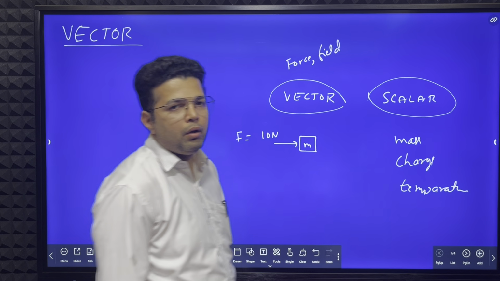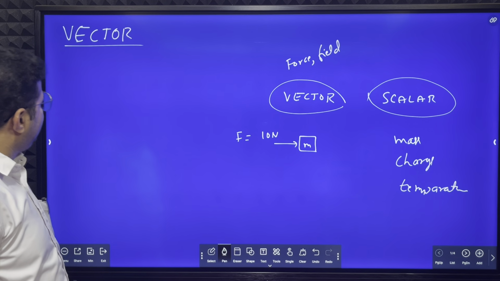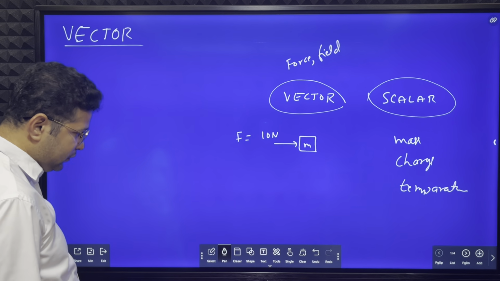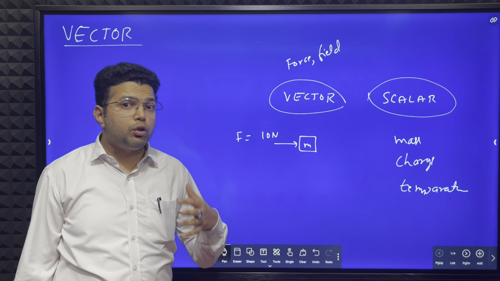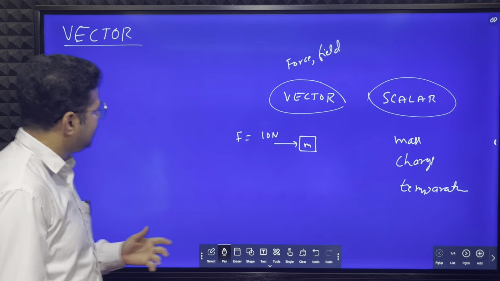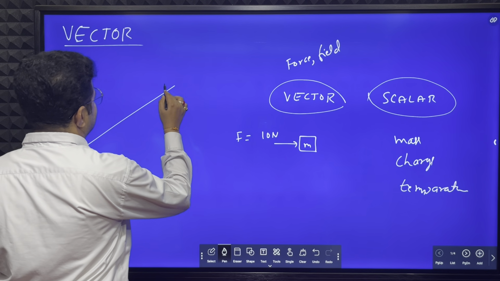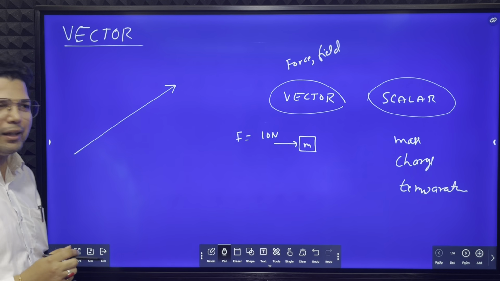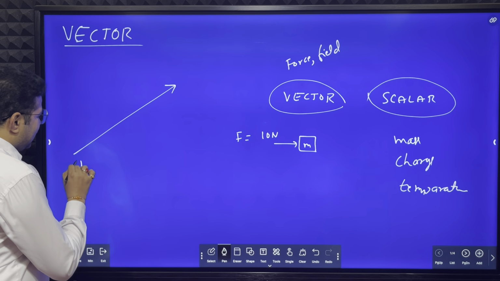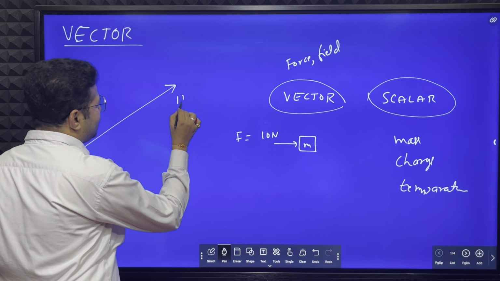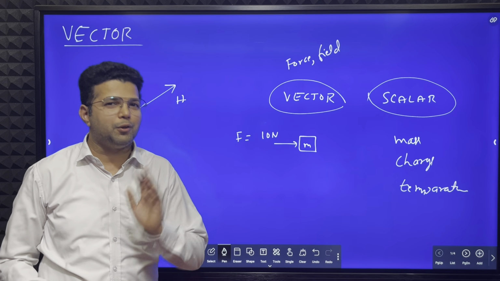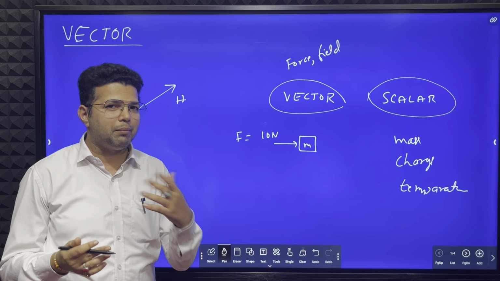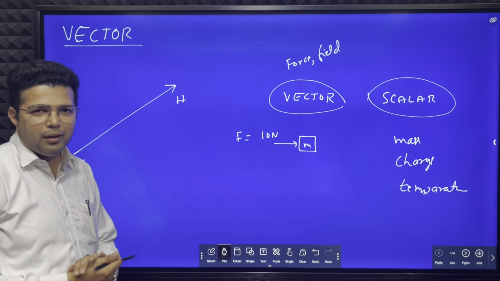Now we will learn how to add vectors and how to represent a vector. Say for example, a vector is generally represented like this. We call this the tail of the vector, we call this the head of the vector, and the length of the vector is its magnitude. The length of the vector is the magnitude and this arrow mark gives the direction.